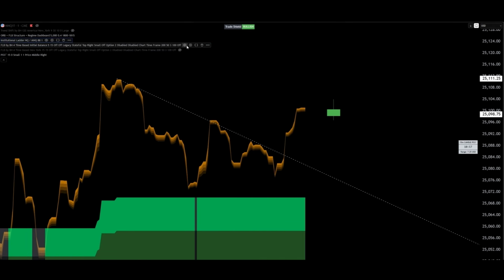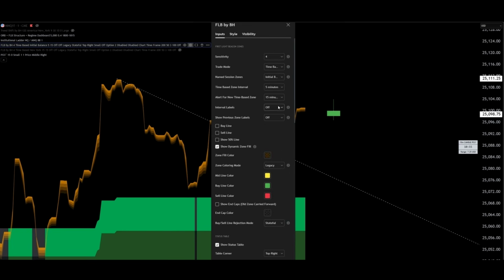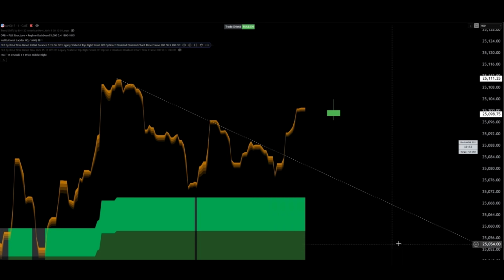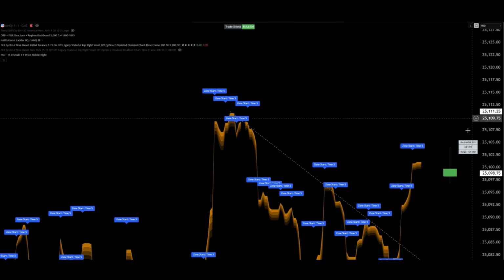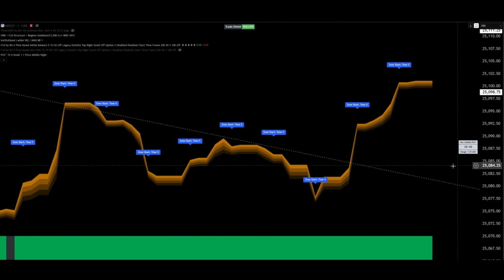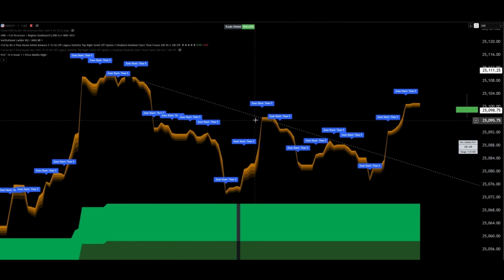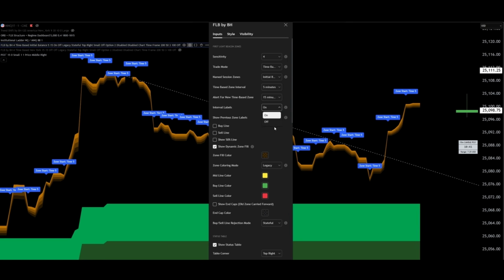And I'm going to turn on a label so that you can actually see what I'm talking about. So every 5 minutes, you're going to get a new one, right? We'll just turn on this label for a moment and you'll see 5-minute zone started, 5-minute zone started, 5-minute zone started, right? So you understand that each one is a 5-minute candle. Now I'm going to turn these labels off so we don't clutter our chart.